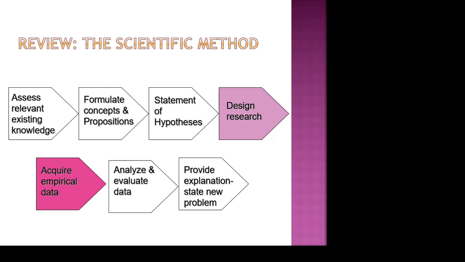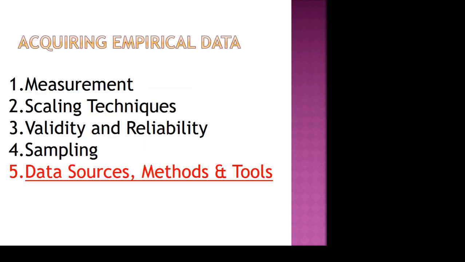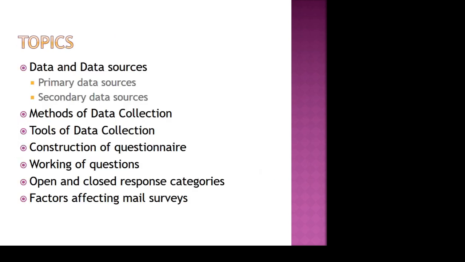the process of research. So we are commonly seeing this slide in almost every class because this slide reminds us of various steps that we have to learn through, and so far we had already seen five important steps. In fact, we are in the last step, last topic, that's called acquiring empirical data. So in acquiring, so far we had seen the subtopics like measurement, scaling techniques, validity and reliability, sampling, data sources. Of course, we are going to see data sources, methods, and tools. So let's start with the fifth topic, that is called data sources, methods, and data collection.